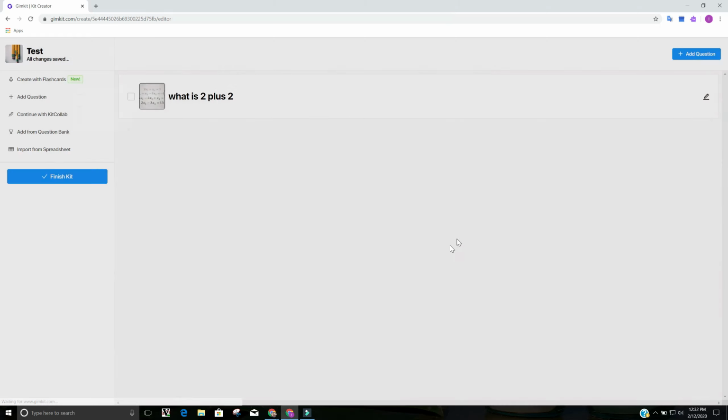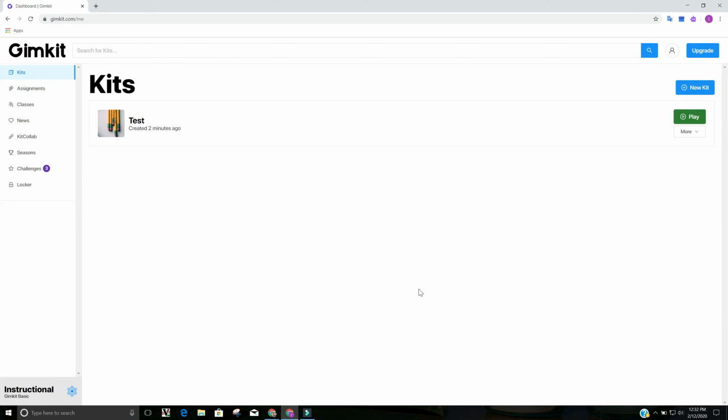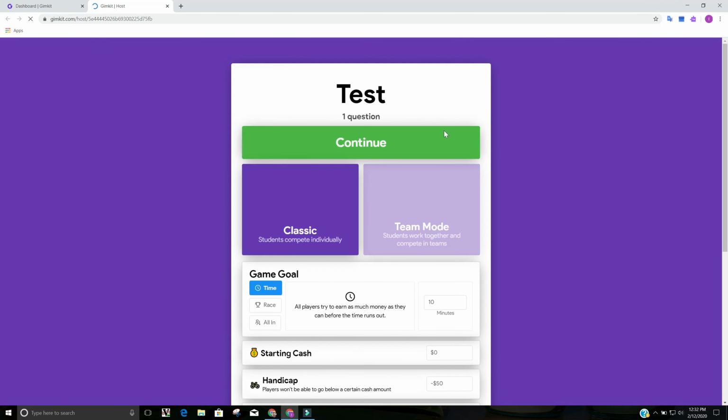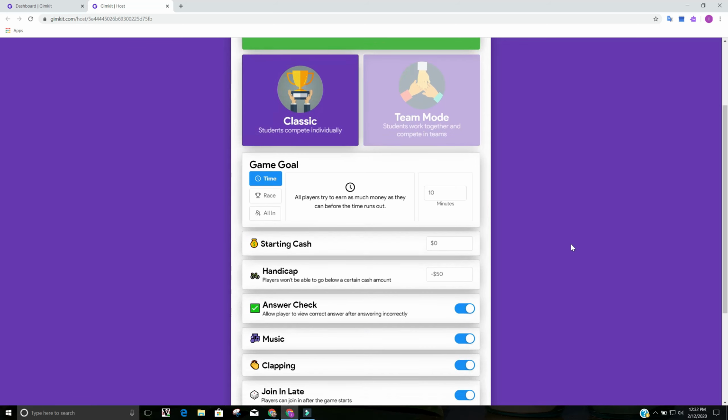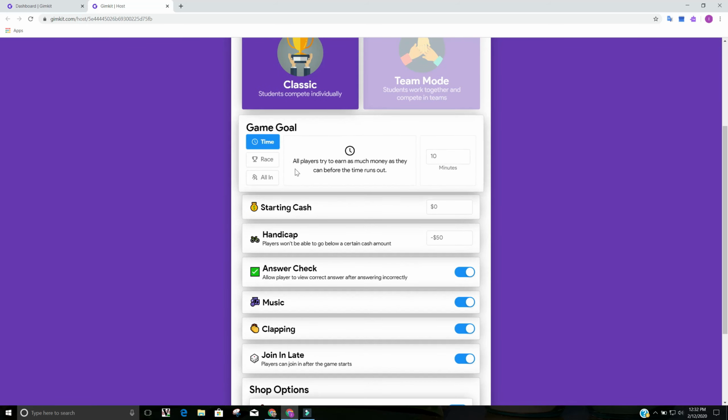So I've added my question, and I'm going to say I'm done for now. So I hit finish kit. So here I've got it. If I'm ready to play it, I just hit play. It's going to host up here. I've got one question. I can either do classic, where they compete individually, or team mode, where they work together in teams. There are different goals. We can have as much money before the time runs out, 10 minutes, a race to equal the first amount of money, or all in. Everyone has to earn as much money as they can, but the game ends when a collective goal is reached.